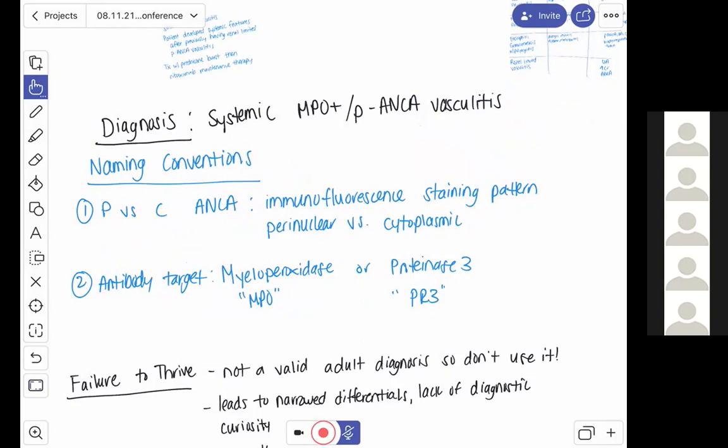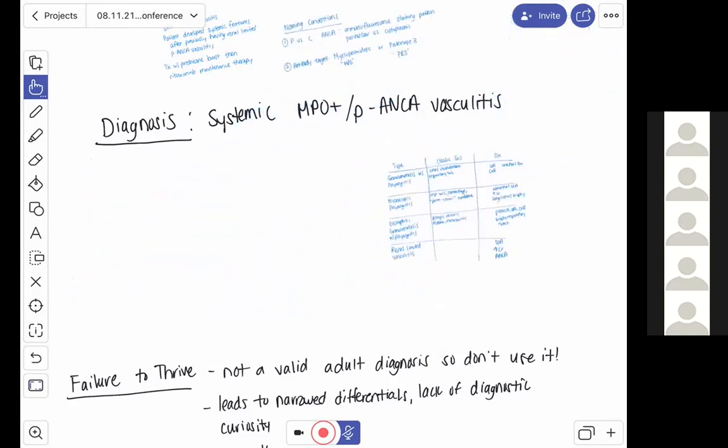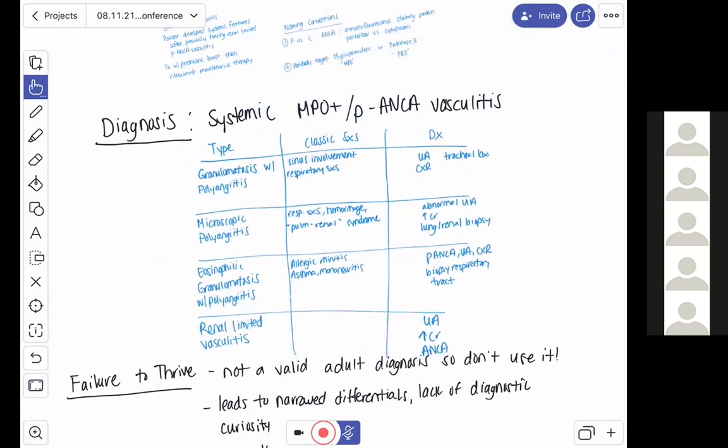And then lastly, a short review of small vessel vasculitides. I heard you guys talking about a lot of these, which is great. So we have granulomatosis with polyangiitis. The classic story there is that they'll have some sort of sinus involvement, some sort of respiratory symptom. You can see on the UA that they have some renal involvement. A chest x-ray will be abnormal, and to diagnose, you can get some sort of tracheal or upper airway biopsy.